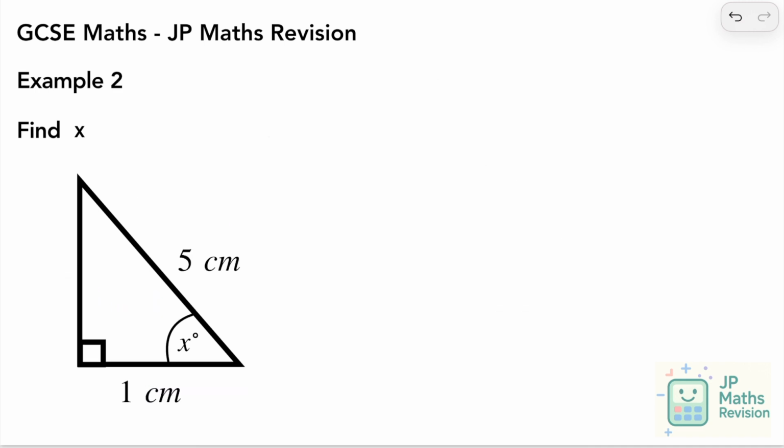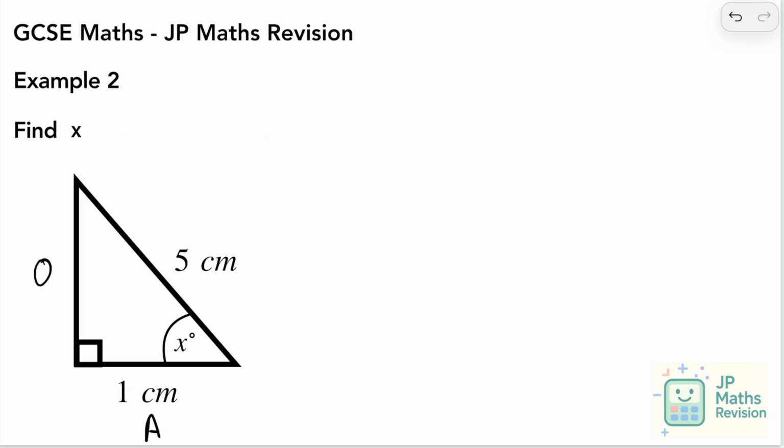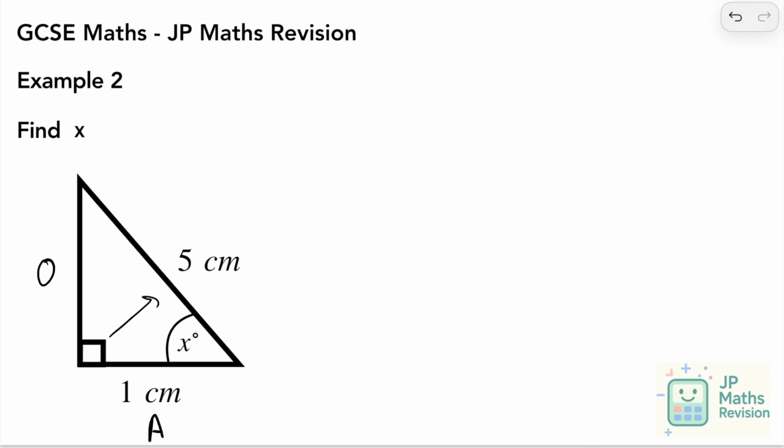So here's another example. So again, what I'm going to do this time is start off by labelling the sides. So I have my side that's opposite the angle, so that's O. I have my adjacent side, which is A, and I have my hypotenuse, which is the side that's opposite the right angle and also the longest side, so that's H. So this time I'm going to cross out O because O is not really involved. We don't need O and we don't want to know O. So I'm left with A and H.